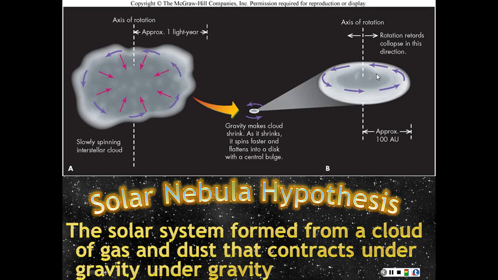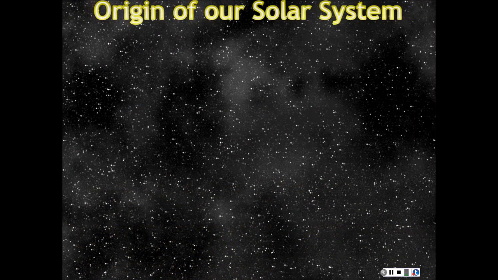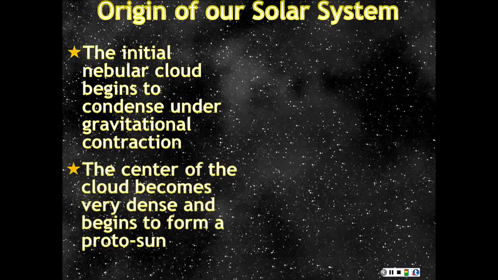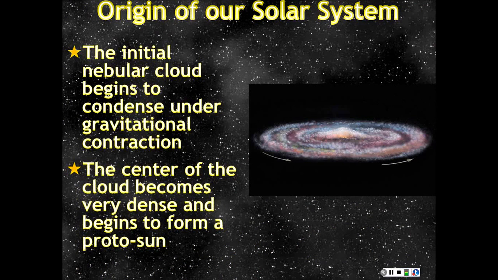This idea was in fact originally thought up by people like Immanuel Kant, and it fits well with the observations that we can see. And so there's this idea that you have this thing that contracts under gravity, and as it contracts it heats up, and so you end up with this disk shape and a bulge in the middle where there is a proto-sun forming.